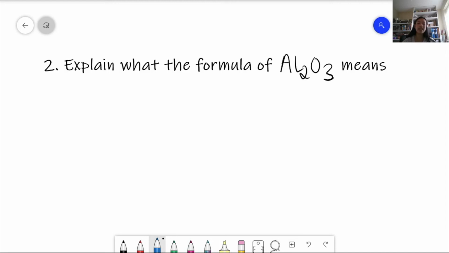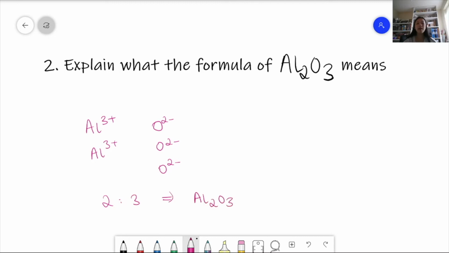So what you need to answer is that because aluminium forms 3+ ions and oxygen forms 2- ions, that means that we need 2 aluminium ions for every 3 oxide ions. So the ratio is 2 to 3. So that's why we have Al2O3. This is a format of a question which is probably quite useful to remember because sometimes it can kind of trip you up, because it's a bit confusing, really.